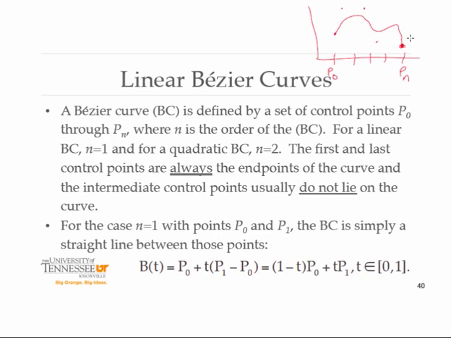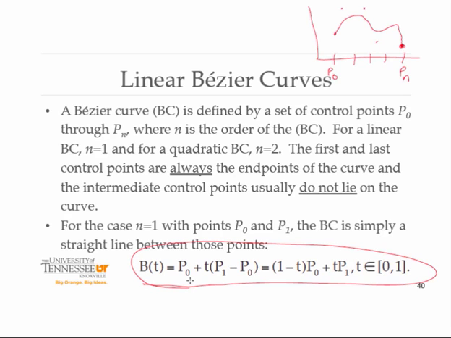They're used again to control the oscillation or the rotation through from the beginning control point to the end. So for the case that n is equal to 1, which is a linear Bezier curve, and you have the 2 control points P0 and P1, this is essentially mathematically what the Bezier curve looks like.